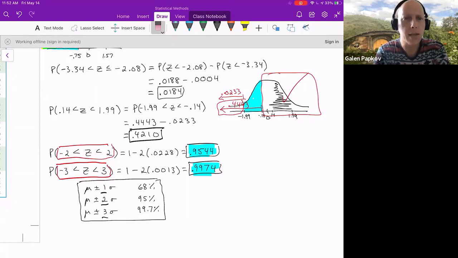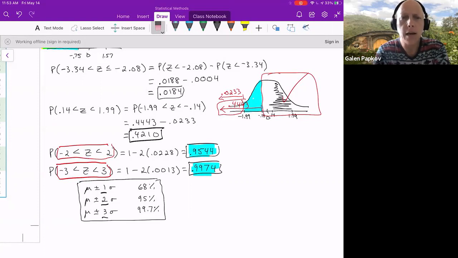The last two are good ones to have gone through, and I'll explain why in a moment. You should get the area between plus or minus 2 to be 0.9544, and the area between plus or minus 3 to be 0.9974. In this case, I got the two areas in each tail, added them up, and subtracted from 1. So that 2 times is because the area in each tail is the same value. So that's the approach I used here, but either approach would work.